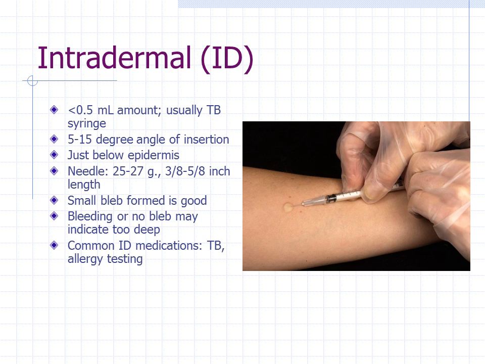You're going to inject the solution. You want to see a bleb form. And if you look at the picture on your slide, that little round circle on the patient's arm is a bleb. That's the medication just under the skin. Common intradermal medications will be TB skin tests and allergy testing.